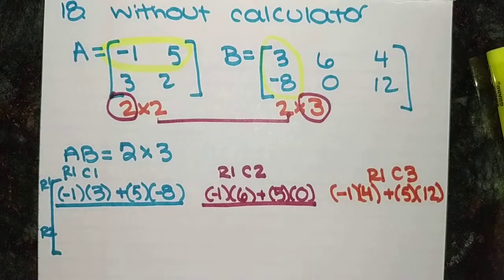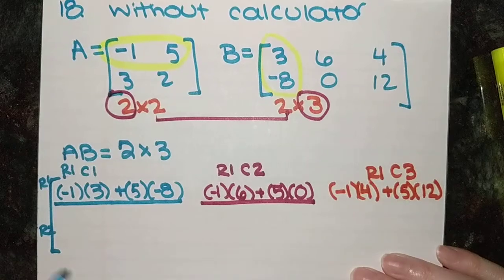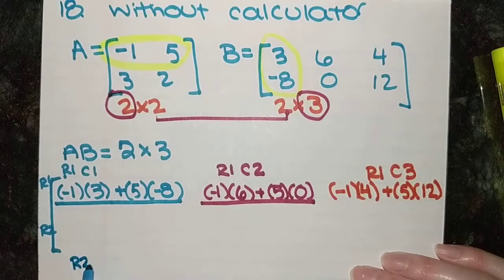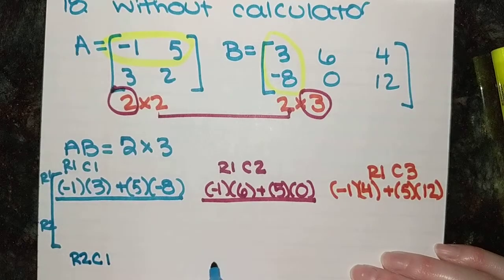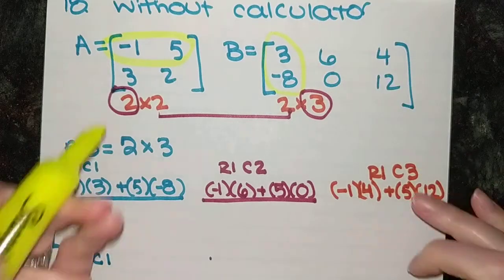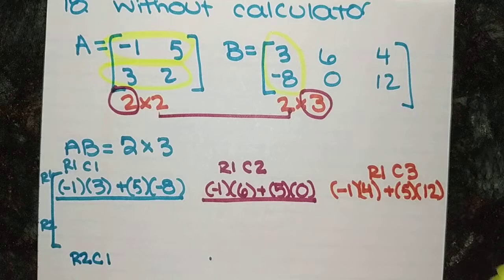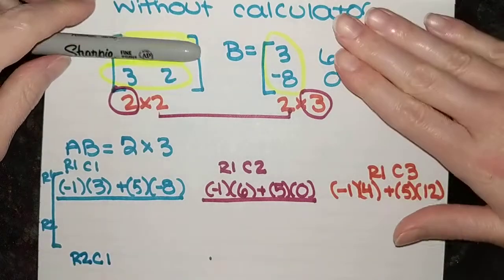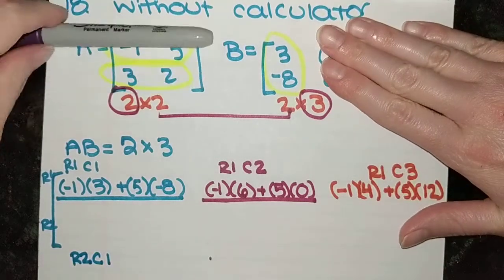Now, for row 2, we're going to do a similar process. For row 2, we're going to take row 2 now and multiply by column 1, and then go from there. So if I take row 2, I'm going to be multiplying, and I'll just kind of cover this up for a sec, row 2 multiplied by column 1.